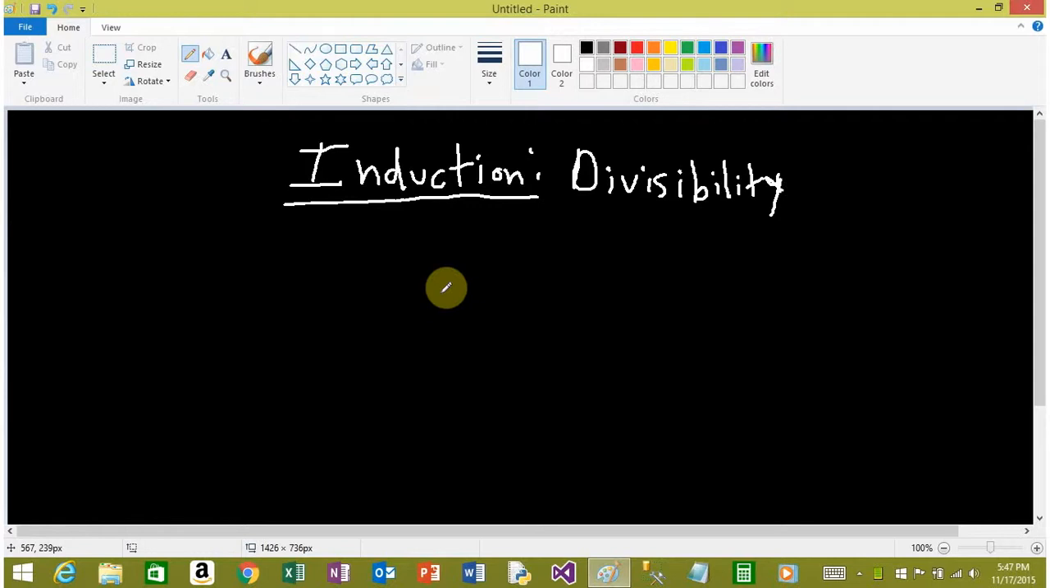We're doing proof by induction, and the topic for this proof by induction is divisibility. So we're going to look at how to prove statements with divisibility.